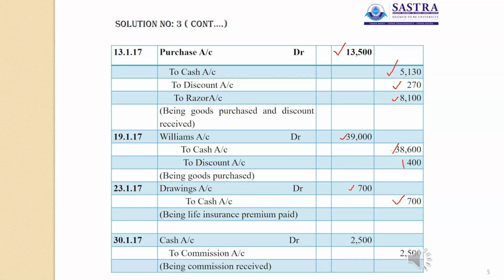Then the next one is commission receipt. Commission received is income for us, so commission account should be credited. So cash account debit to commission account.